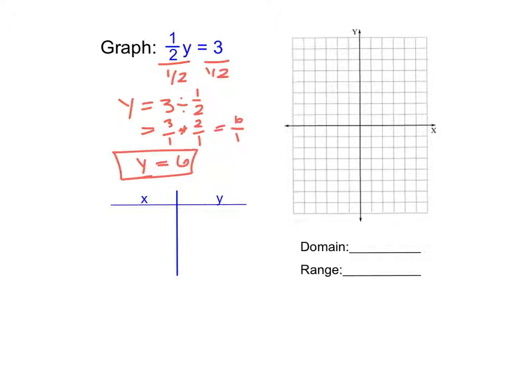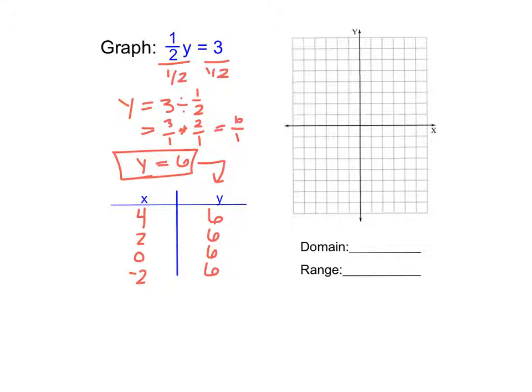So what this is telling me is that for every single point, the y value needs to be 6. So regardless of the point that I pick, the y value needs to be 6. The x values can be anything. So let's maybe pick 4, 2, 0, and -2. Because the x's can be anything, the y's just need to be 6. So here I'm going to graph.